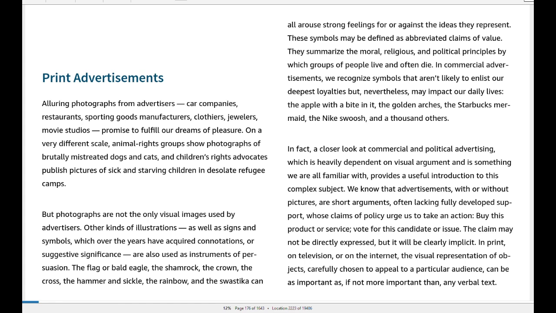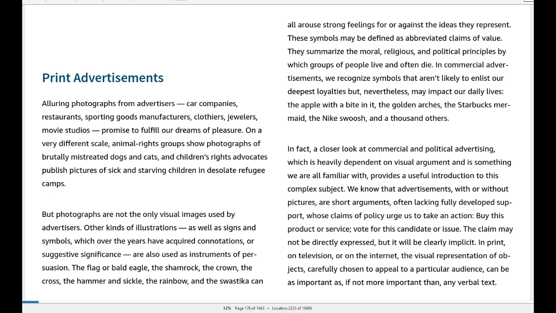Print advertisements. Alluring photographs from advertisers, car companies, restaurants, sporting goods manufacturers, clothiers, jewelers, and movie studios promise to fulfill our dreams of pleasure. On a very different scale, animal rights groups show photographs of brutally mistreated dogs and cats, and children's rights advocates publish pictures of sick and starving children in desolate refugee camps.